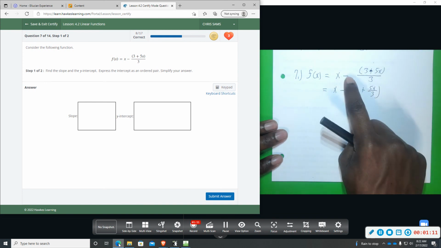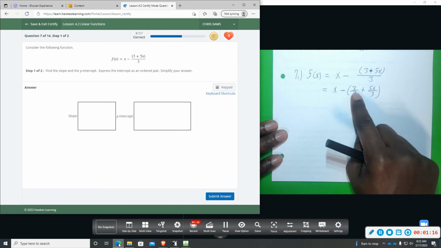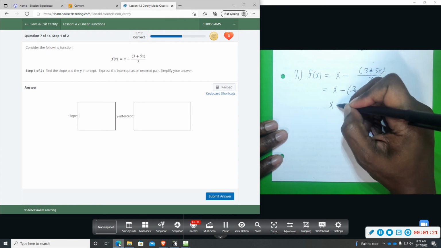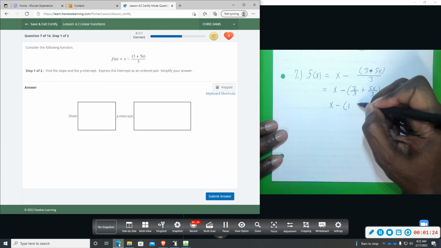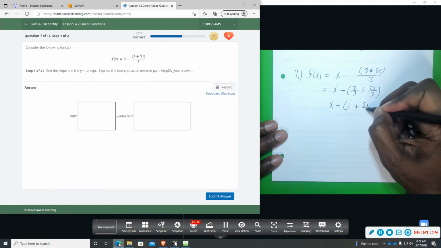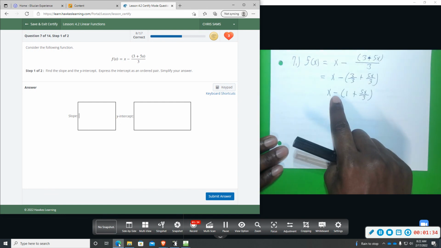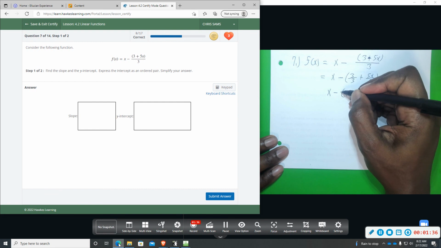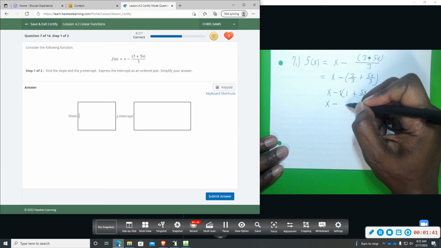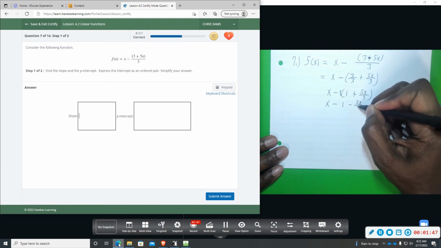Okay, this is where you need to be careful. That negative is going to distribute and affect everything behind it. So 3 divided by 3 is 1. And then this 5x over 3 will not reduce. 5x divided by 3. And then the next thing I'm going to do from here is distribute. We have x minus 1, and then minus 5x over 3.